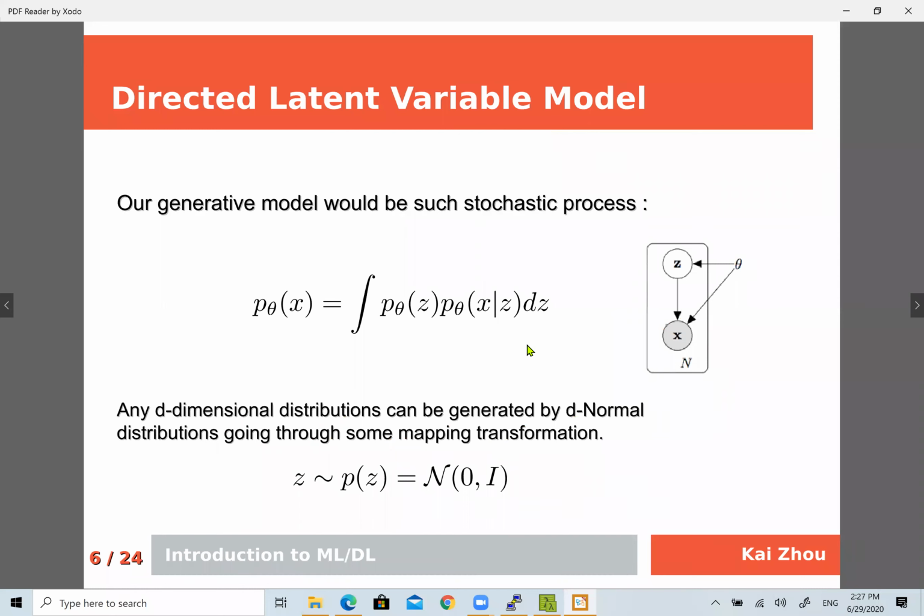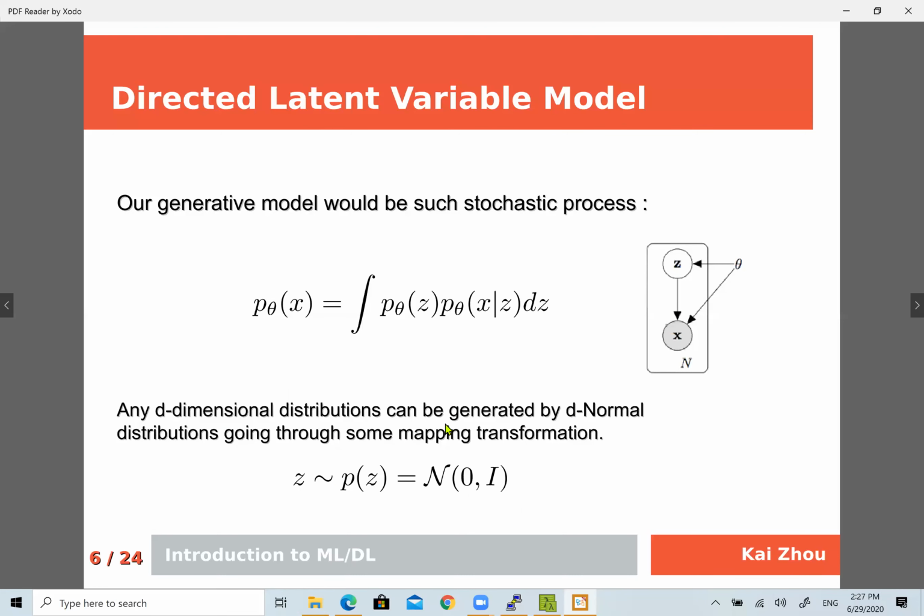It's just assuming the latent Z can be sampled from a very simple Gaussian distribution. It can be multivariate, so Z can be high dimensional, no problem. But we assume it starts from a very simple Gaussian distribution function: independent, multivariate, normal Gaussian. And one key idea why this kind of assumption can work in the end is because we know that any d-dimensional distribution can be generated by a d-dimensional normal distribution function going through some mapping transformation.